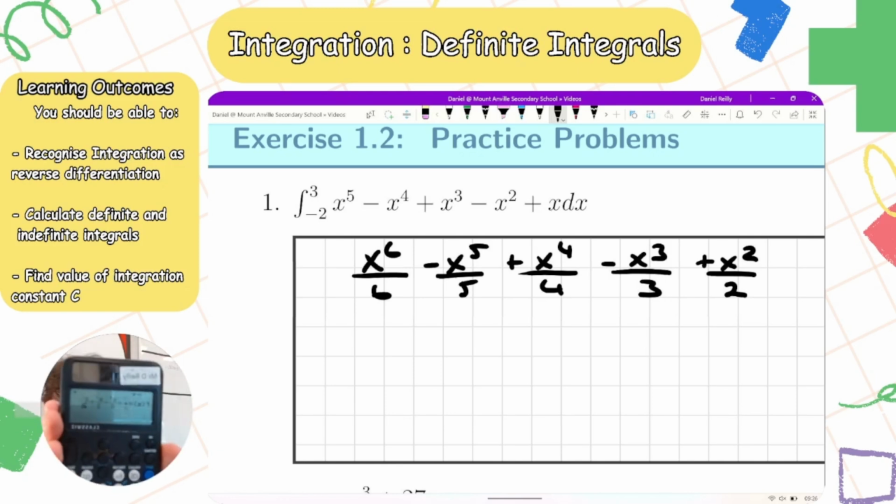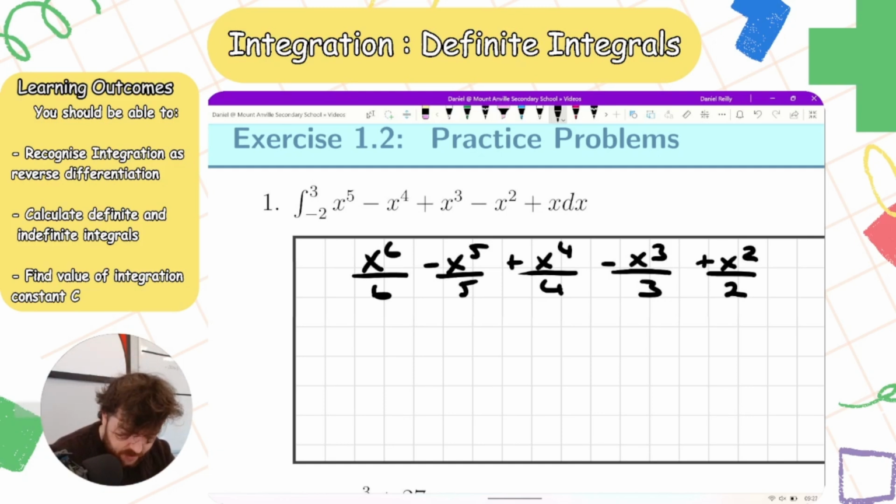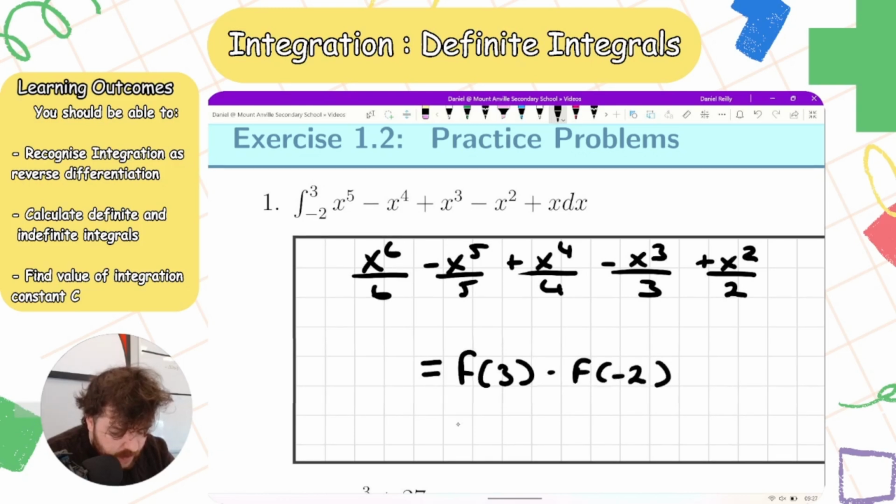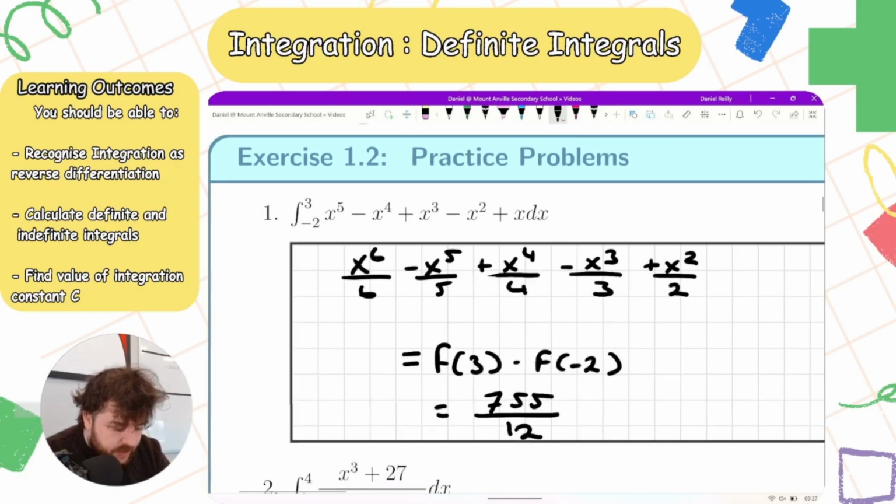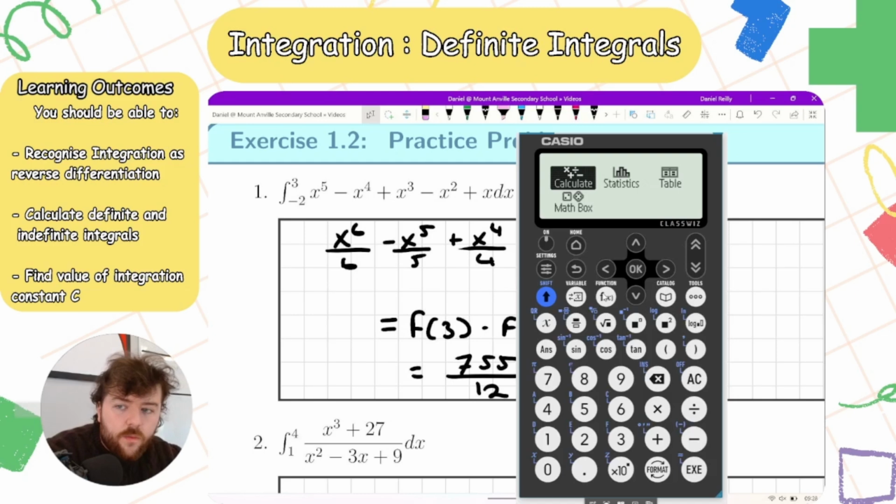So, like, I defined my function. You probably can't see that there. I'll do it for the next example. Right, then I'm doing f of 3 minus f of minus 2. My answer here will be, when I sub in, so when I do f of 3 minus f of minus 2, that is going to be 755 over 12.